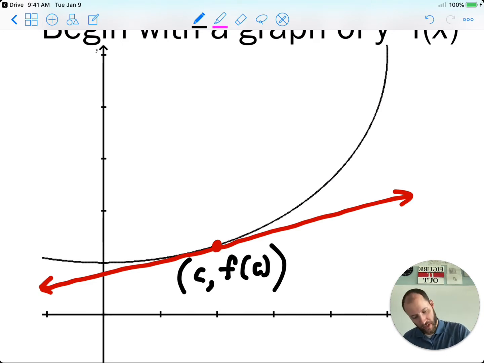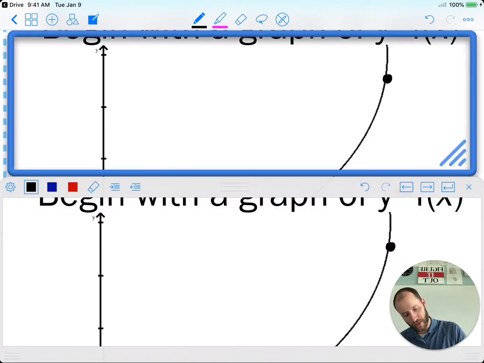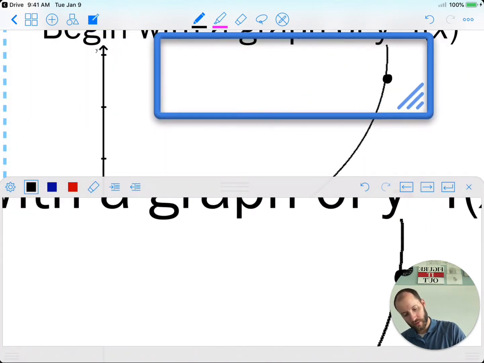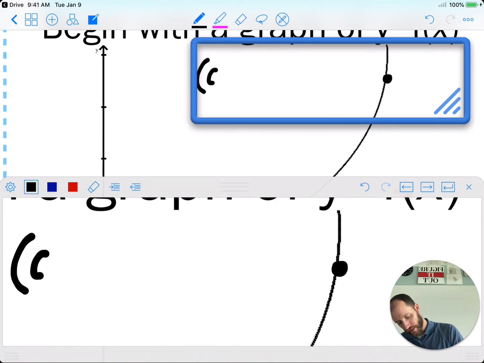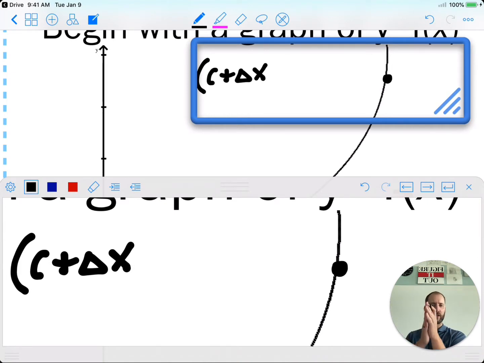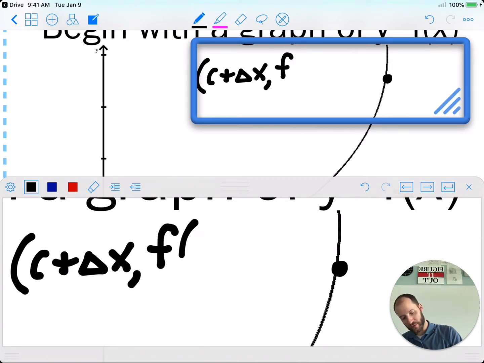And going over to the right, we'll go here. In this point, let's see if I can zoom in closer so I can have a small line of writing. We'll call this the point C plus delta x. So we're moving so far to the side. So our point C plus delta, some change in x, so delta x. Our y coordinate, f of C plus delta x.